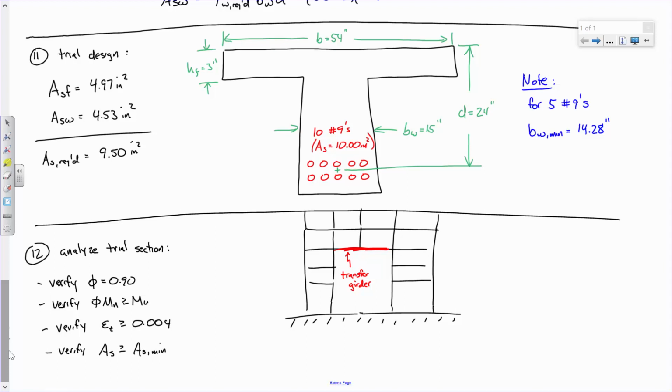Verify that the area of steel is greater than or equal to As min. I'm not going to walk you through that because you all should know how to do that. That's simple. It's plug and chug. Sound good?